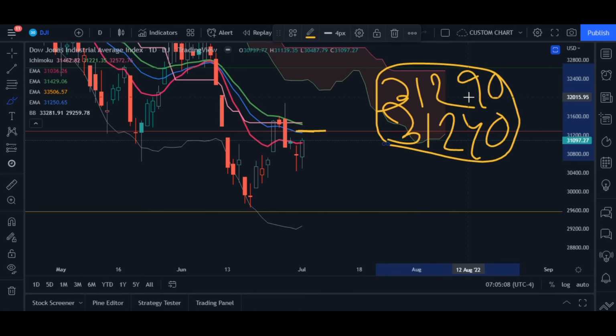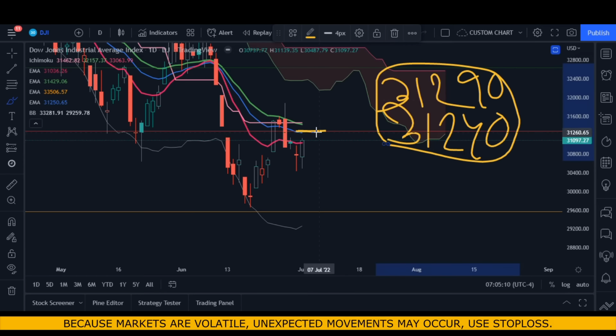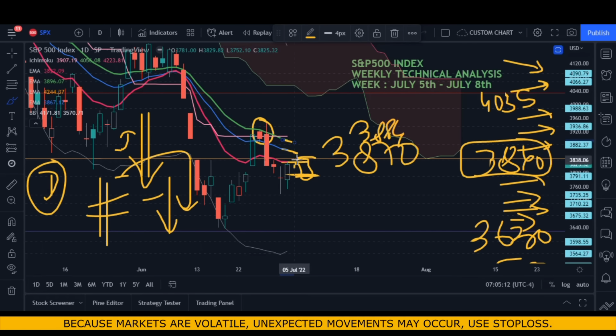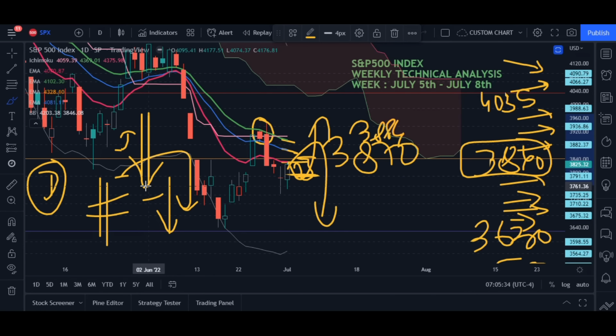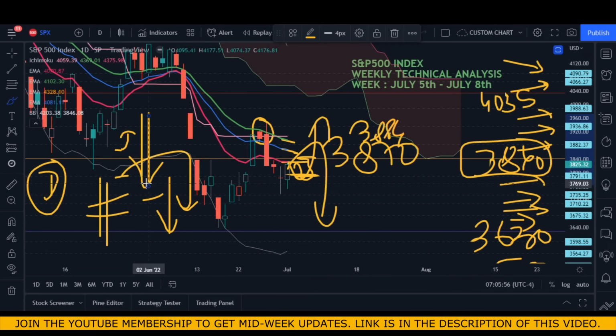from 31240 to 31290 on Tuesday or on Wednesday, in that case you will notice that the SP500 will also be struggling around these levels, and then that will be an indication that rather than the upward movement, the market is going to come down. Because we are very clear that the long term movement, the movement on the broader scale, is completely bearish, and we are in the recession.